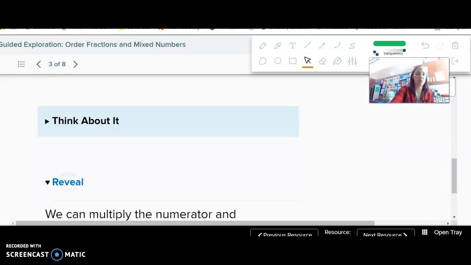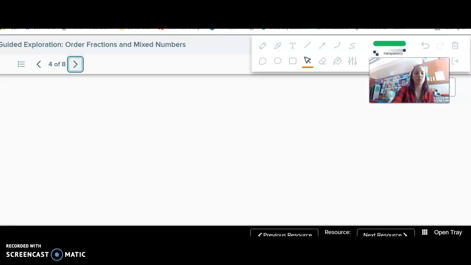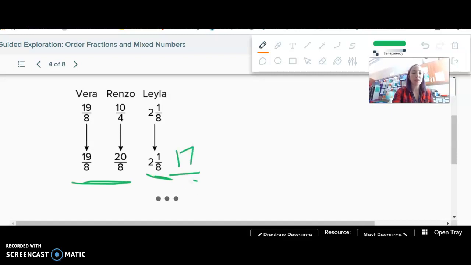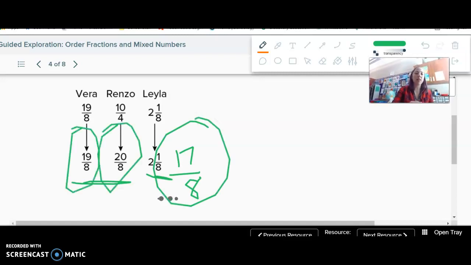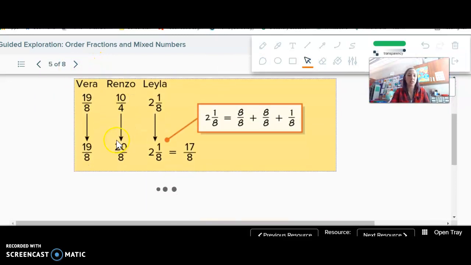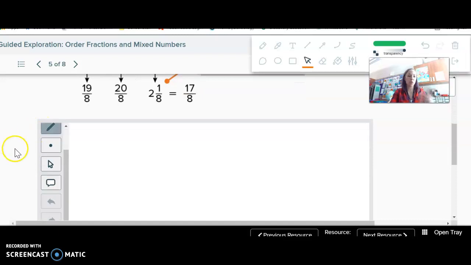So, yes, multiply the numerator and the denominator. Now, again, we want them all to either be improper or mixed numbers because it's hard to compare if they're not. Since we already have 2 improper, if we make this improper, 2 times 8 is 16 plus 1 is 17. So we have 17/8. Then we can easily say this one's the smallest, and that one is the biggest. That's why we practiced improper fractions and mixed numbers in the last lesson. So, like we saw, we're ordering them.